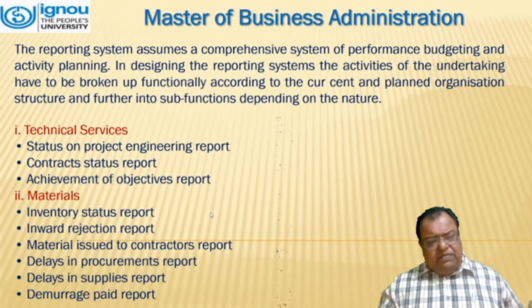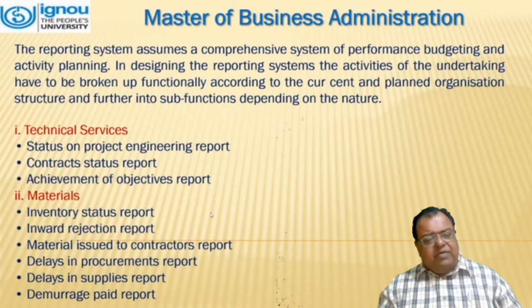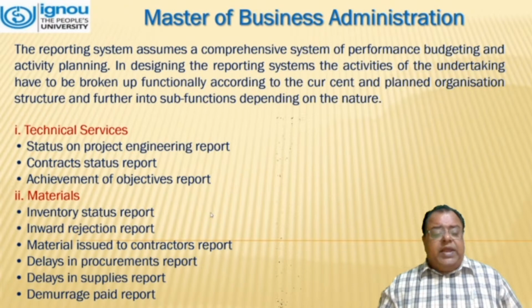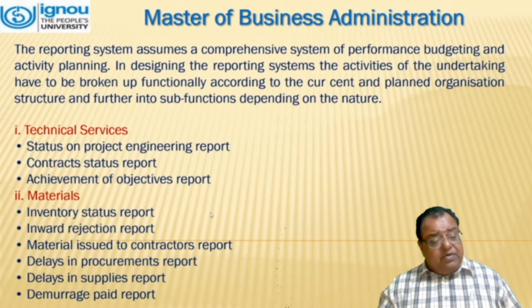There are services and materials which are also included in this reporting system. If we talk about the technical services, it is the status on project engineering report, contract status report, and achievement of objectives report. Second one is materials, which is related to inventory status report, inward rejection report, material issued to contractors report, delays in procurement report, delays in supplies report, and demurrage paid report.